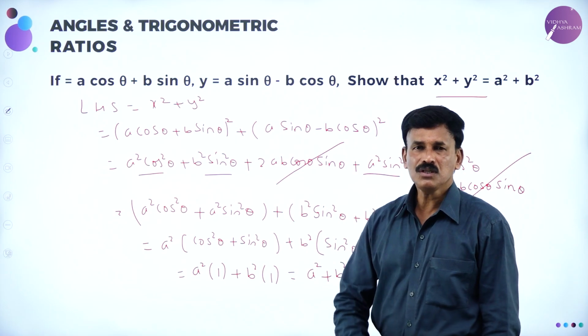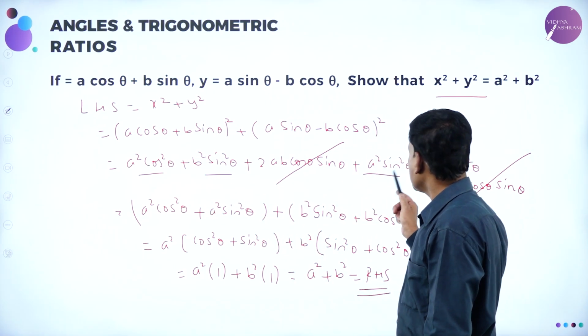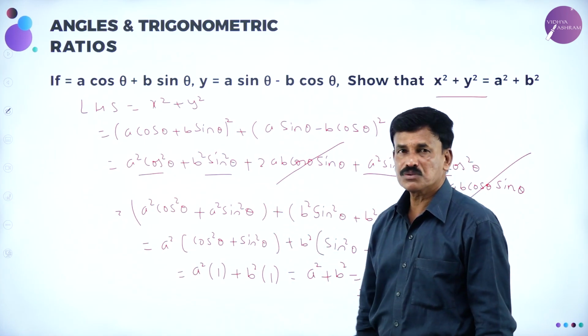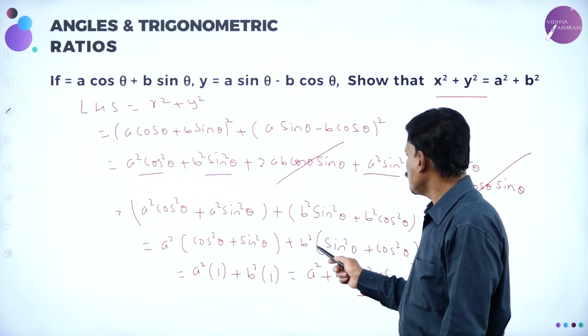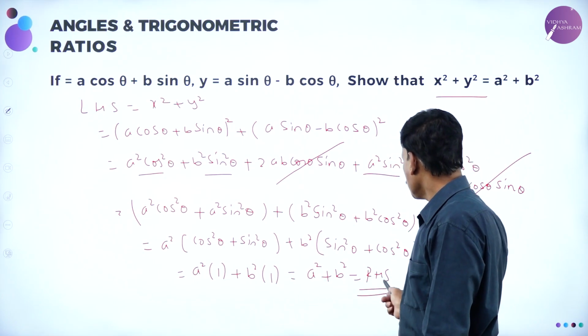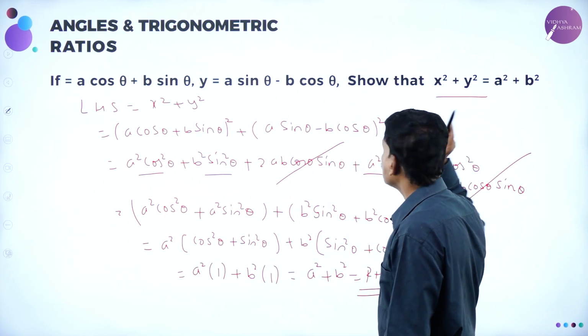Okay. Now, equate the terms containing a square and b square. So, a square cos square plus a square sin square is one group, b square sin square plus b square cos square is another group. Now, you can take a square common factor. Cos square plus sin square is 1. b square common factor, sin square plus cos square is 1. 1 into a square is a square, 1 into b square is b square. Therefore, the required answer is a square plus b square.